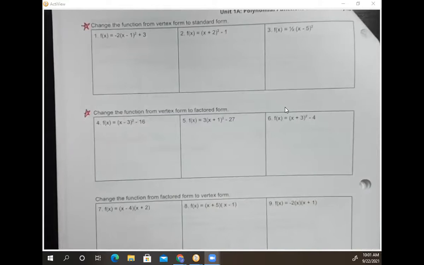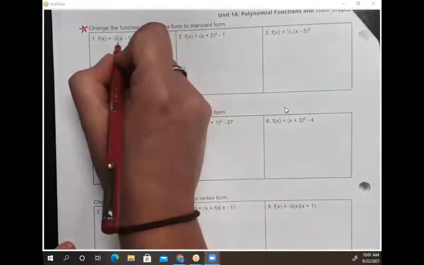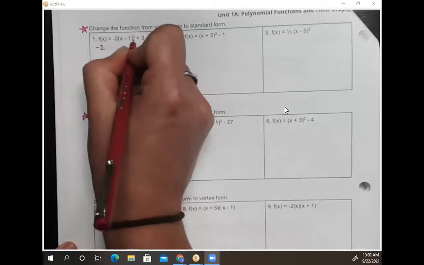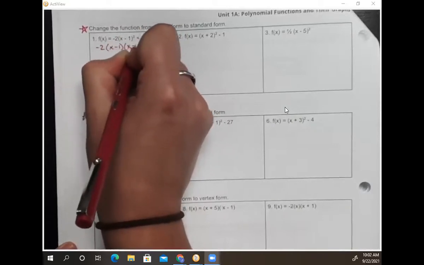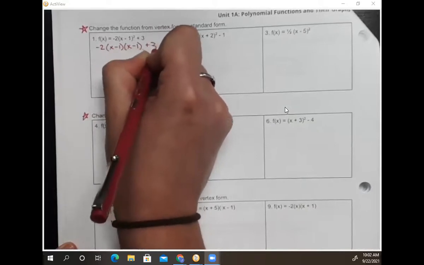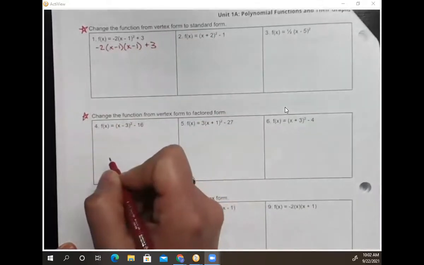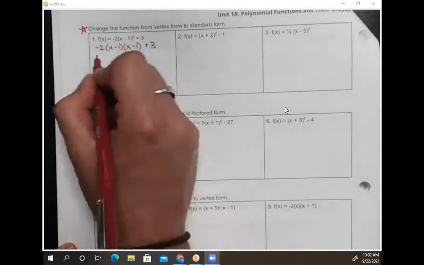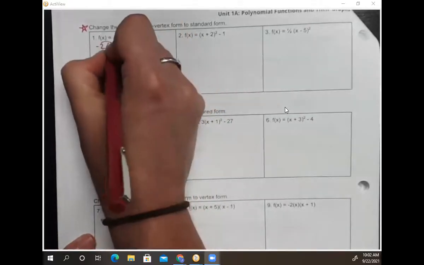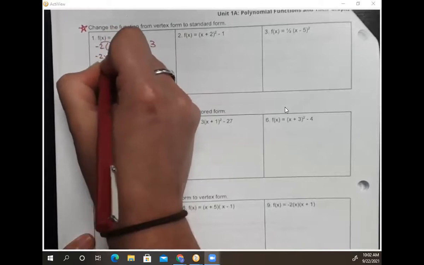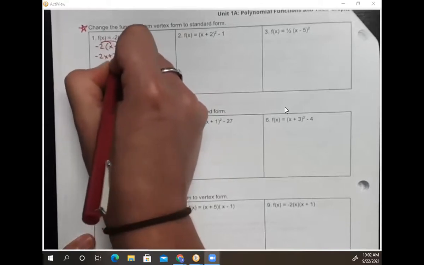Okay. So if I take a look at number 1, remember I want to rewrite this squared thing as 2 factors so I can distribute. I don't care the order in which you distribute, just make sure you're not distributing or multiplying more than 2 things at a time. So I'm going to distribute this guy. That would be negative 2x plus 2.